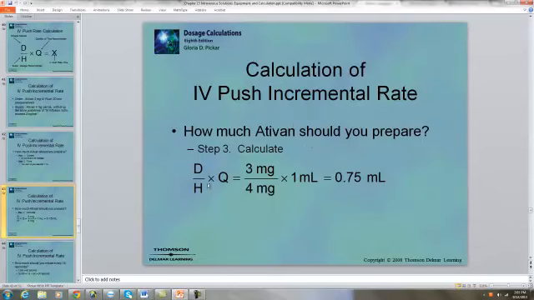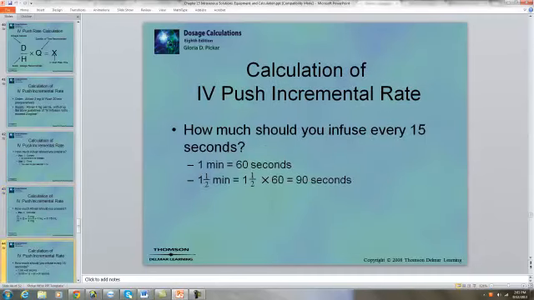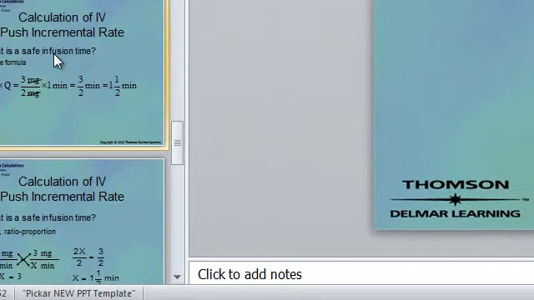And then you prepare. What is desired is 3 milligrams. What you have is 4. And the quantity is 1 milliliter. So that means you're going to give 3/4 milliliter. So how much should you infuse every 15 seconds? Well, 1 minute is 60 seconds. A minute and a half is 90 seconds. So you have 1.5 minutes as the safe infusion time.